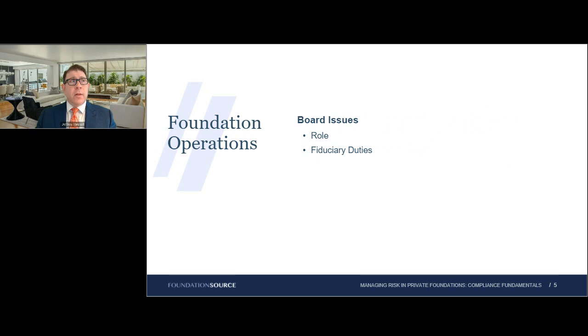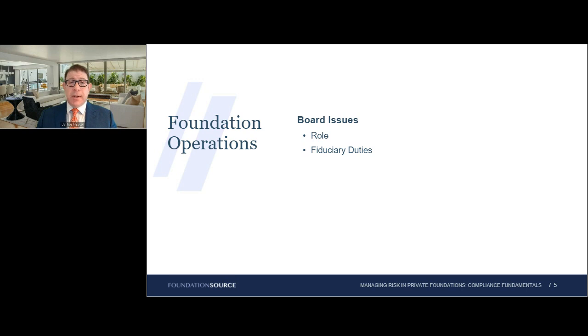Now, the board is the governing body of a nonprofit, and the members of a nonprofit board focus on the high-level strategy, oversight, and accountability of the organization. This contrasts with officers, employees, or managers who oversee the nonprofit's day-to-day operations. With a corporation, the board is typically responsible for appointing the organization's officers. Whether a corporation or a trust, board members have fiduciary duties with respect to the organization they serve.